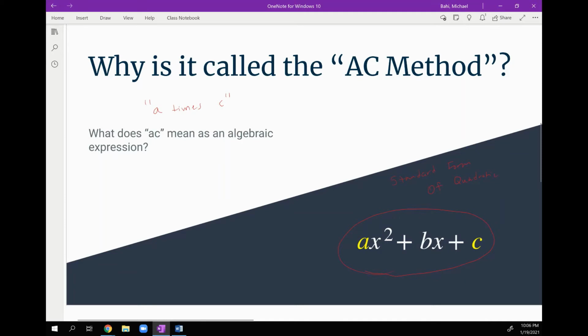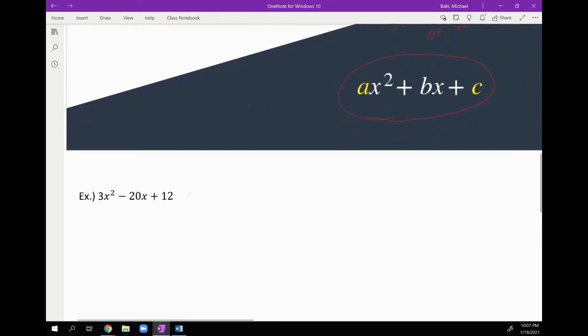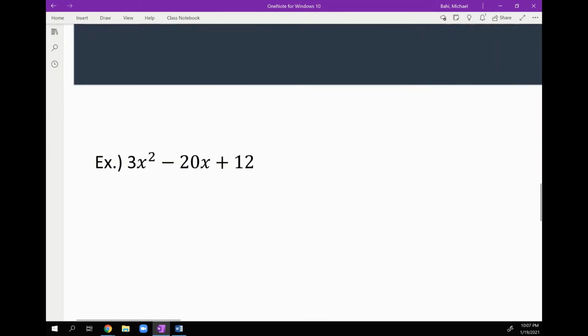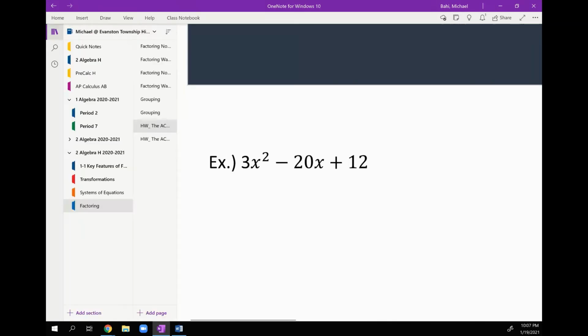Now, are these always going to be quadratics that you have to factor? Not necessarily, but this is just more when you have three terms and you're trying to factor these out. So now, if you look at this example, you're probably wondering, well, why is this different than what we were doing before?